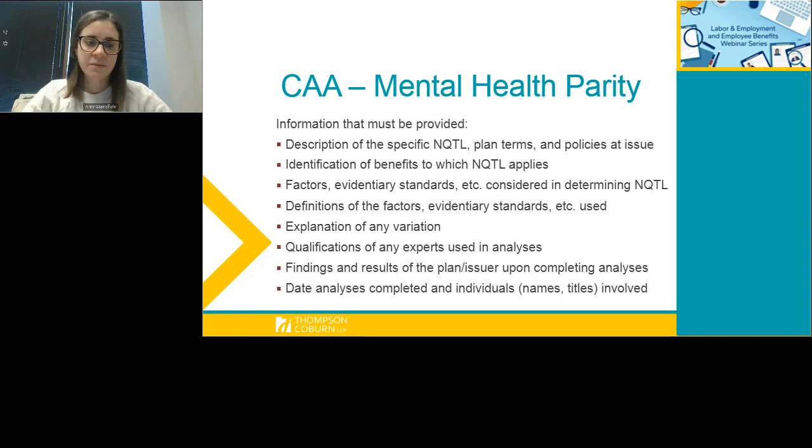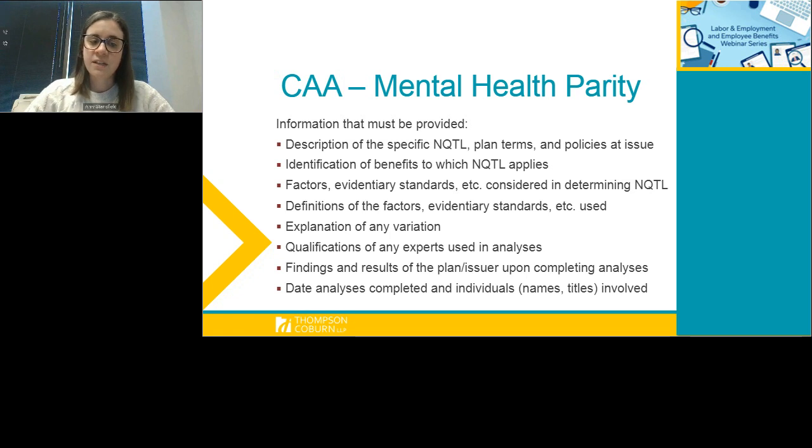So what must be provided in this comparative analysis of non-qualitative treatment limits? First, a description of the specific non-qualitative treatment limit, the plan terms, and the policies at issue. It must include identification of benefits to which the limit applies. It must include the factors, evidentiary standards, and other resources considered in determining the limit. It must include definitions of the factors, evidentiary standards, and other resources used.